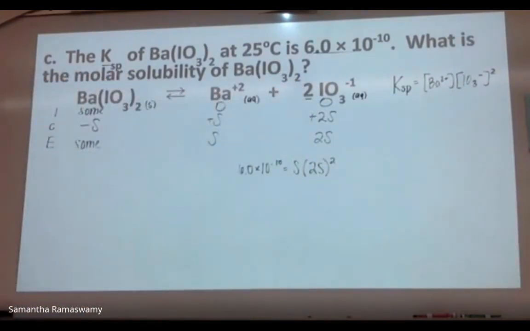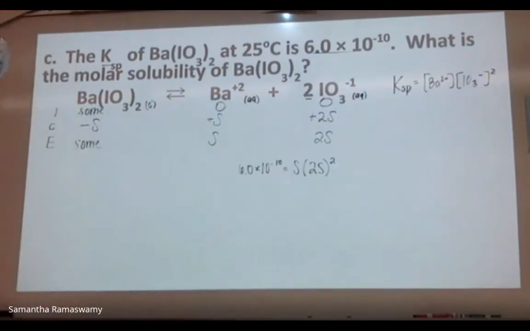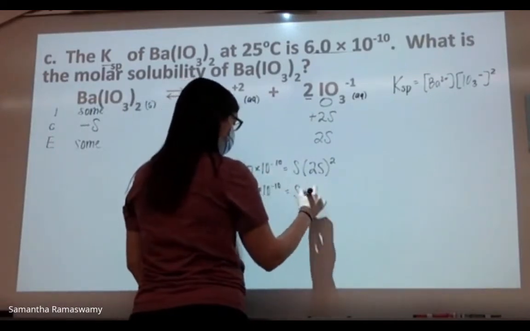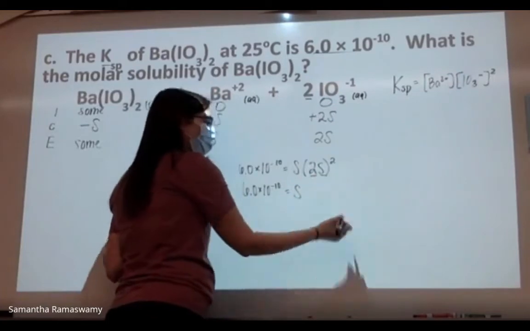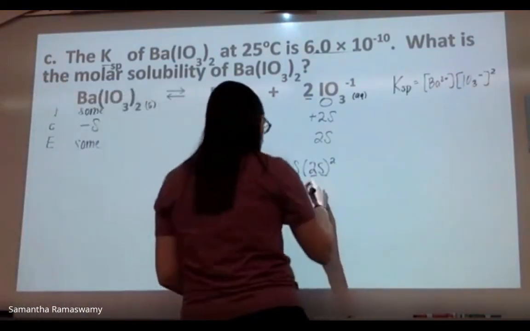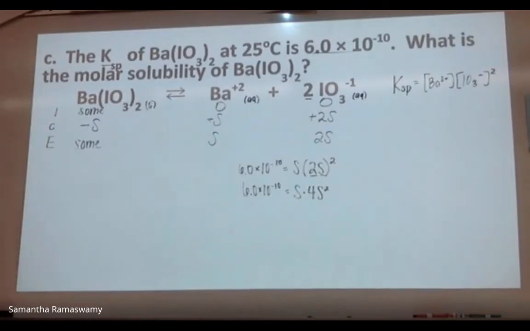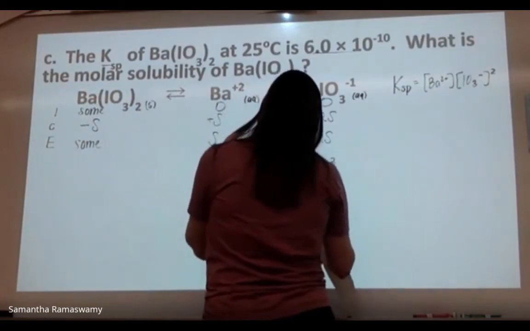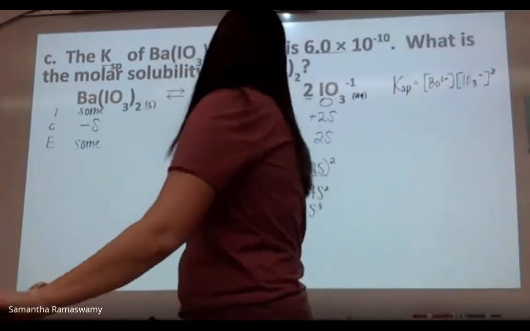The algebra might be the most difficult part of Ksp. Not the numbers, not plugging in, but the algebra. Because if we look at this, 6 times 10 to the negative 10, we have the quantity 2S squared. That means you need to square the 2 and you need to square the S. 2 squared is 4. So when we look at this, S times 4S squared. So 6 times 10 to the negative 10 is 4S cubed. Be careful with the algebra. And then we solve.